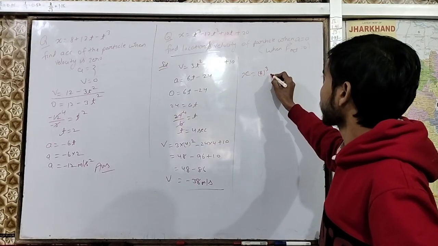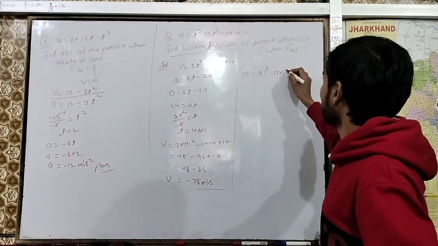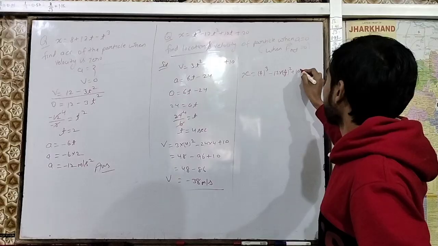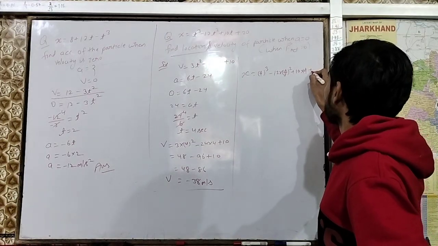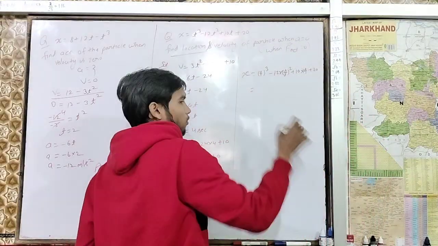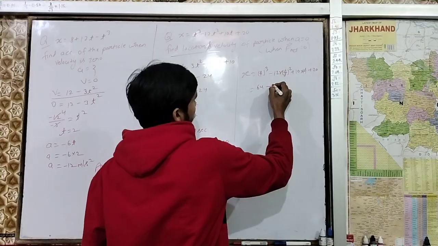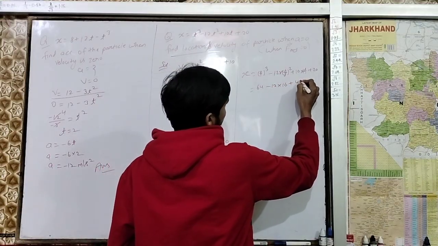4 raised to power 3 minus 12 multiplied by 4 raised to power 2, plus 10 multiplied by t, which is 4, plus 20. After simplifying this, we will get 4 4s are 16, 16 4s are 64, minus 12 multiplied by 4 4s are 16, plus 10 4s are 40, plus 20.